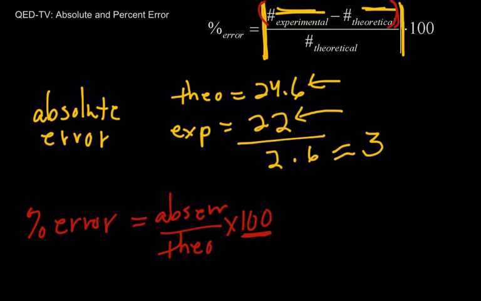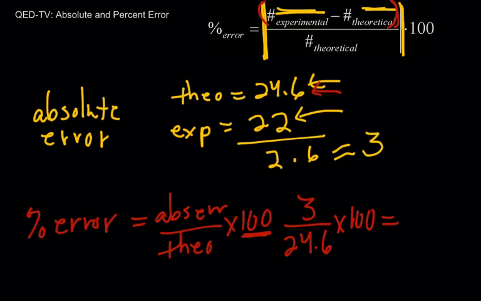So I'm going to take my absolute error, which I just got, which is not 2.6, it's 3, and I'm going to divide it by the theoretical value, which was this one here, 24.6, and I'm going to take that times 100.